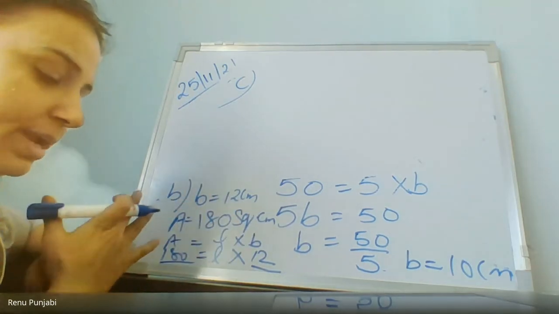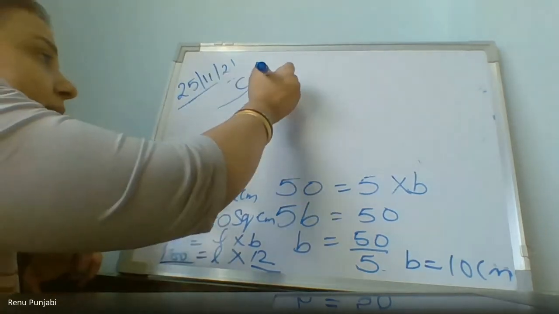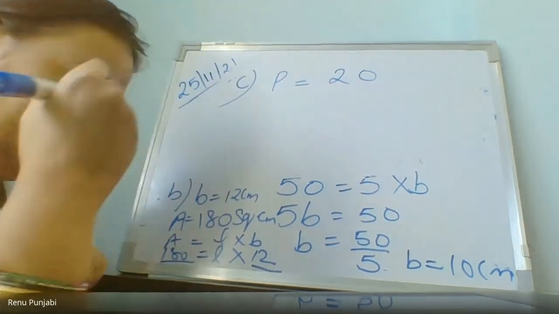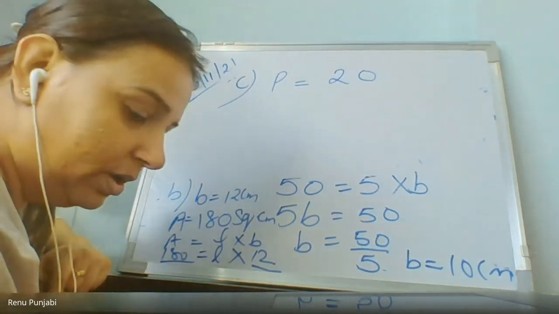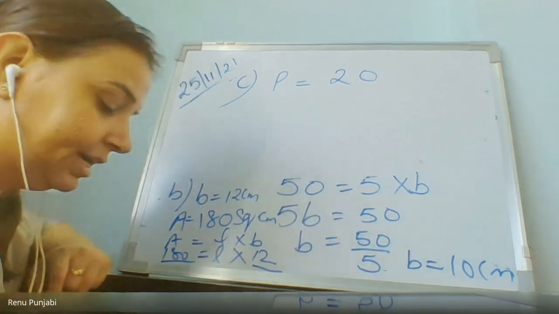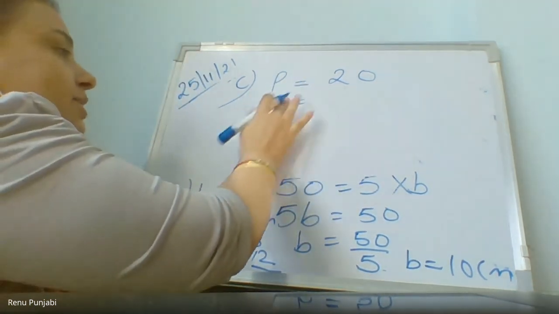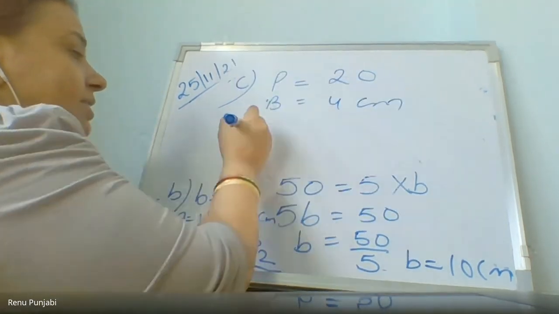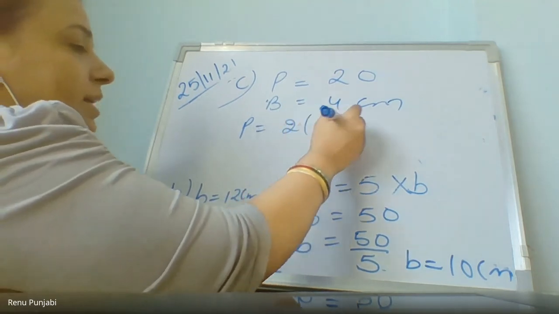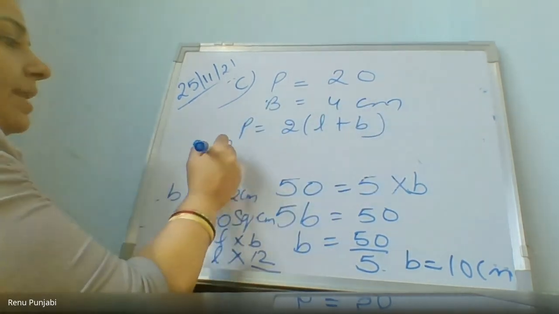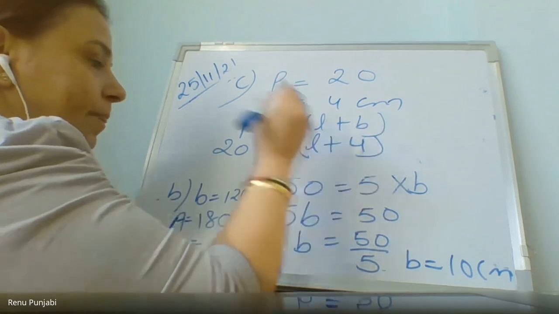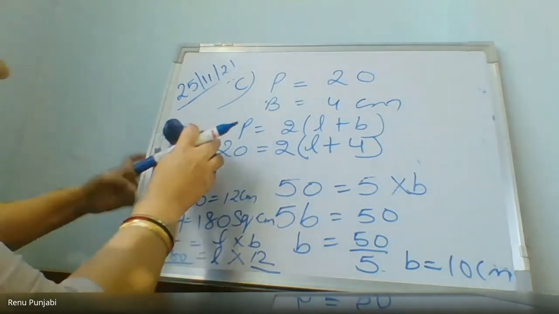Yes, Trisha. I'm writing here on the board because the perimeter is given, which is 20, and the wire is formed into a rectangle. If the width of the rectangle is given, means breadth is given to you, which is 4 centimeter, the perimeter equals 2 times length plus breadth. So 20 equals 2 times length, which is not given, plus breadth, which is 4.